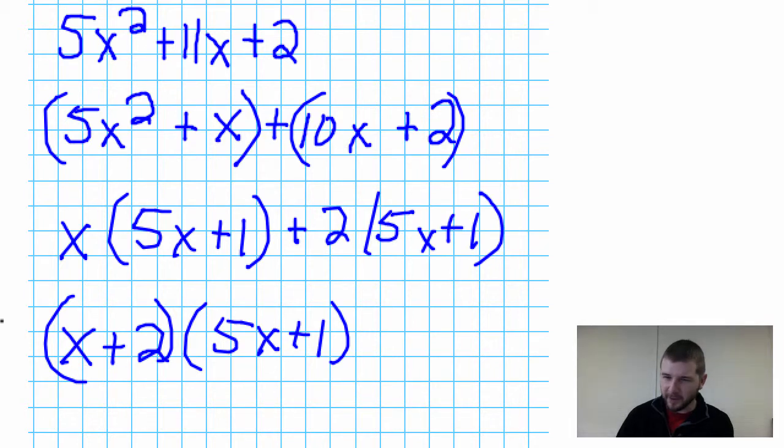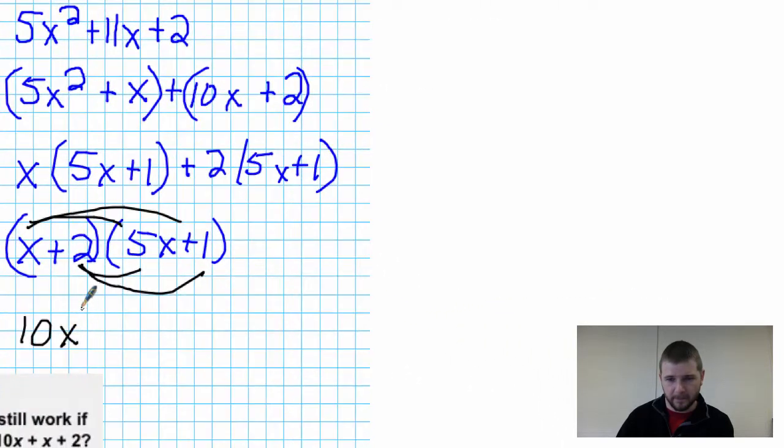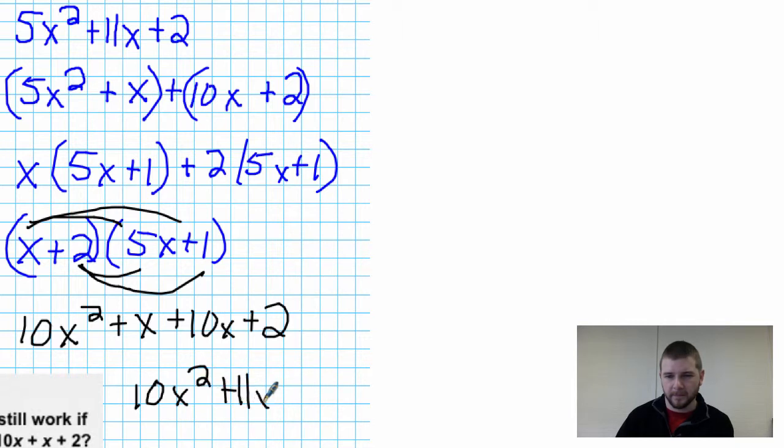A quick check of our work using FOIL. Combining like terms. Gets us right back to the original trinomial, so our factored form is correct.